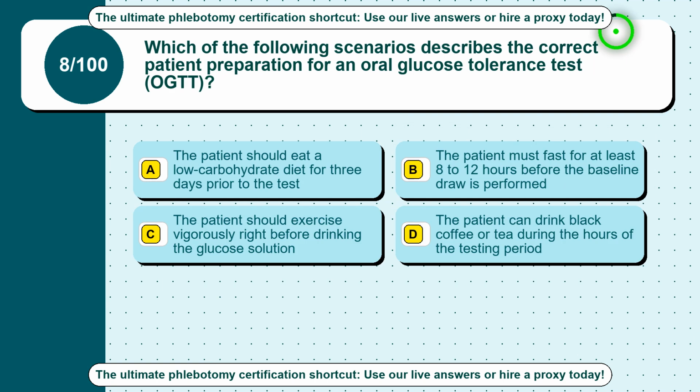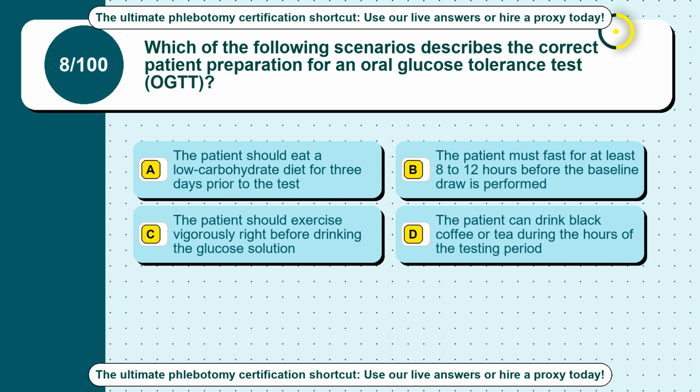Question 8. Which of the following scenarios describes the correct patient preparation for an oral glucose tolerance test, OGTT? Option A. The patient should eat a low-carbohydrate diet for 3 days prior to the test. Option B.